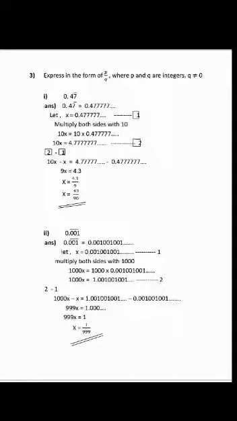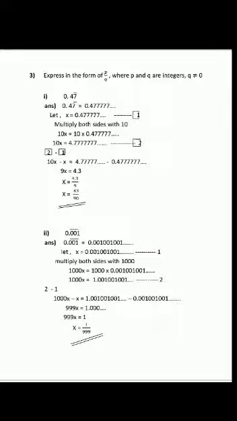This is just the opposite of the last question. The previous question was given in p by q form and you wanted to convert to decimal. That's simply dividing. But here the question is given in decimal form, and we want to convert to p by q form, which means rational form. So the question is 0.47 bar, which is 0.47777, etc. Then let x equal to 0.4777. That is equation number 1, the first equation.